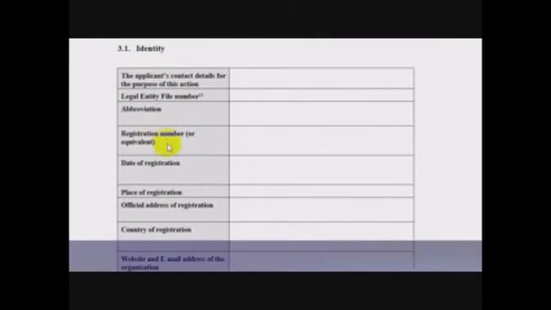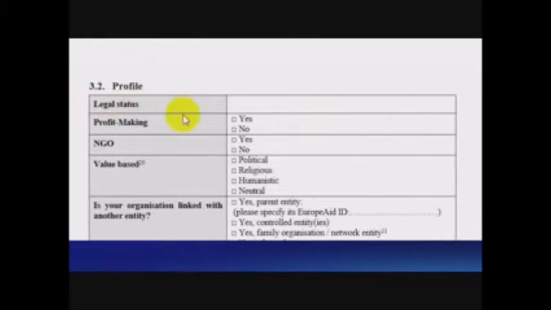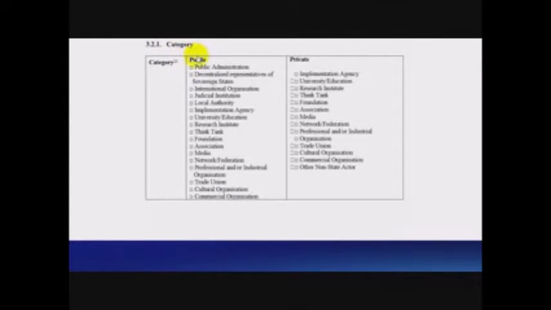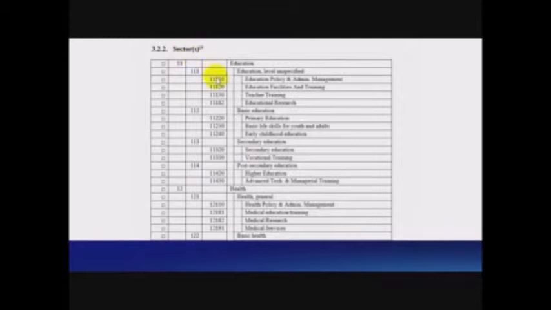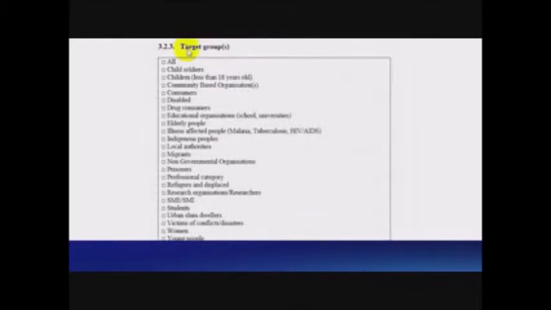Also, when it comes to legal status, fill it and tick the appropriate boxes. Concerning category, choose the sector to which your organization belongs, as defined in its statutes, and tick the box of the category to which your organization belongs. Concerning sectors, tick the box for each sector your organization has been active in the last 7 years. About target groups, tick the boxes for all your relevant target groups.